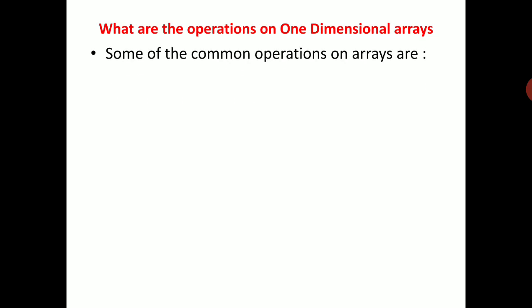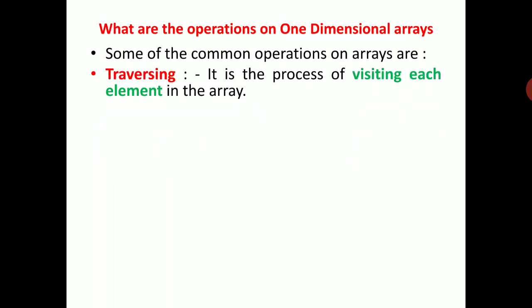So these are the things which we have discussed in the PU first year classes also. But in the next class, what we are discussing here are the things which we are mainly going to concentrate on in the second year classes. What are the operations on a one dimensional array? These things I have discussed in my previous video, the second part of the data structures video. The common operations on arrays are traversing. What is traversing? It is the process of visiting each element in the array.